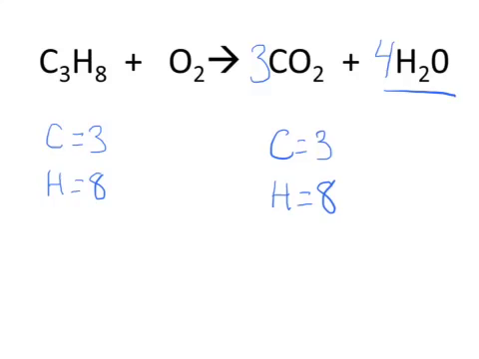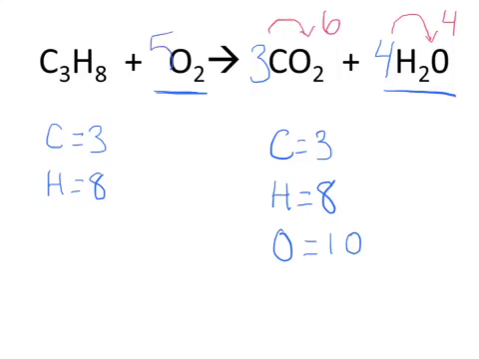With our carbon dioxide, the coefficient of 3 gives us 6 oxygens here, and the coefficient of 4 on our water gives us 4 oxygens here. That's a total of 10 oxygens on our right-hand side. To get 10 oxygens on our left-hand side of the equation, let's multiply this oxygen by 5. Now our oxygens are also balanced.